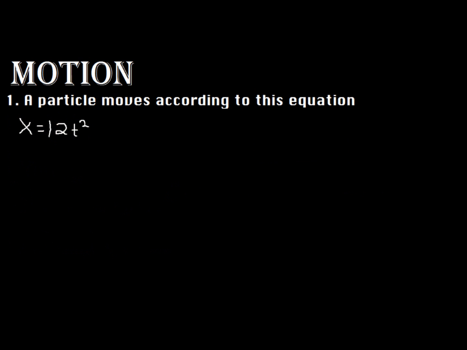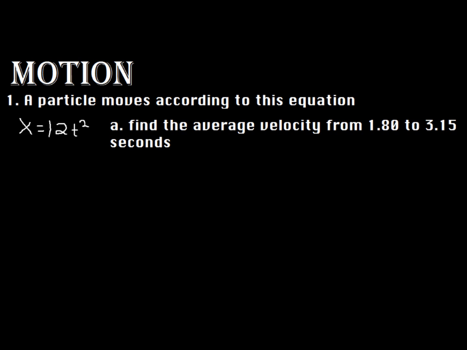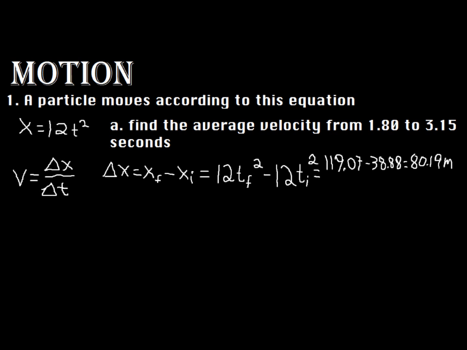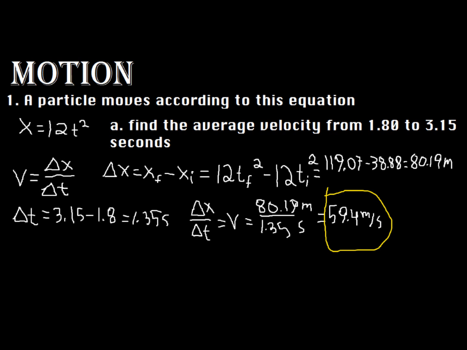A particle moves according to the equation x equals 12t squared, where x is in meters and t is in seconds. Find the average velocity in the time interval 1.80 seconds to 3.15 seconds. Because velocity is the rate of change of position, to find the average velocity, take the final position, subtract the initial position, and divide by the difference in time. Through this, we get 59.4 meters a second.